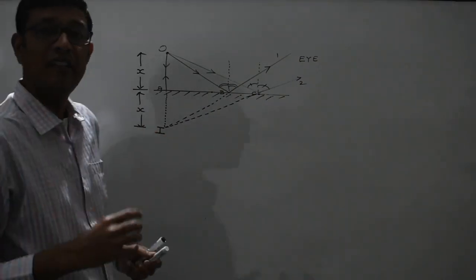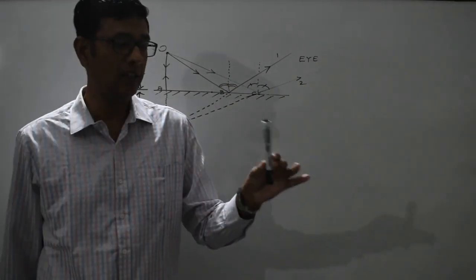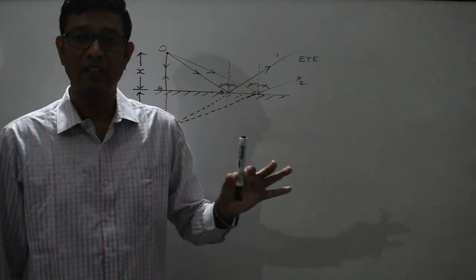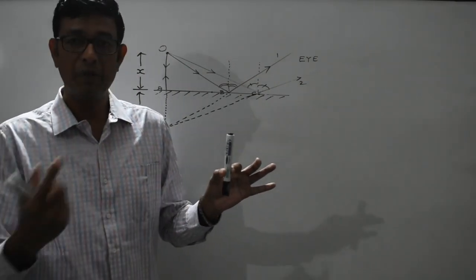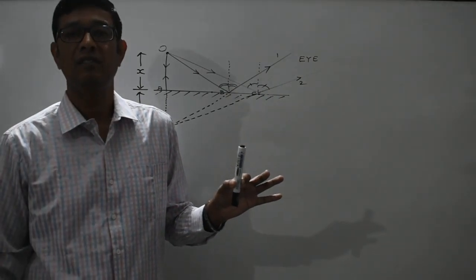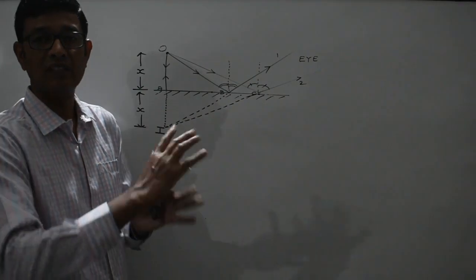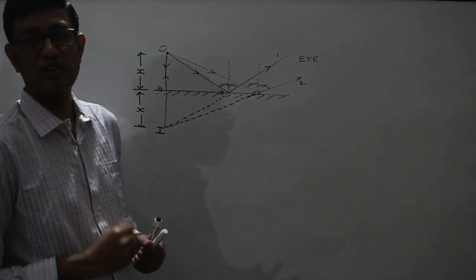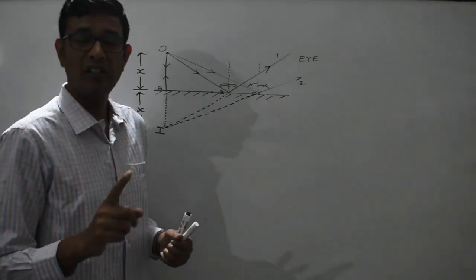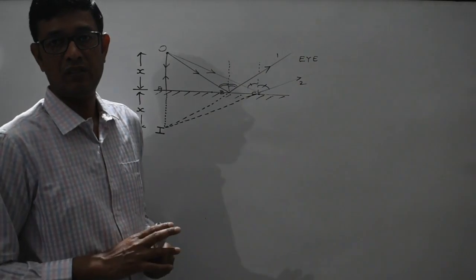Third, a very important property: the image is laterally inverted. What I mean to say is that if I hold a pen in my left hand, then my image will show the pen to be held by me in my right hand. So basically lateral inversion means inversion sidewise. Lateral means side. So sidewise inversion is known as lateral inversion. The image obtained in the case of a plane mirror is always laterally inverted.